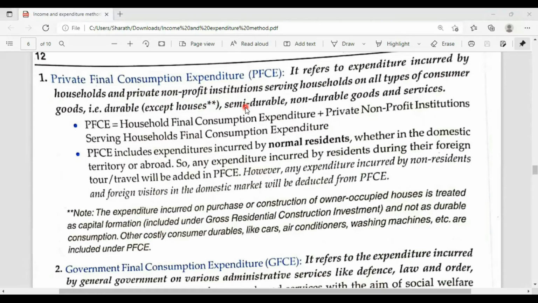One thing we need to make a note of here is that houses will not be considered as a durable good and cannot be considered part of consumption expenditure. Just make a note of it. I will explain why this residential construction cannot be treated as part of final consumption expenditure.